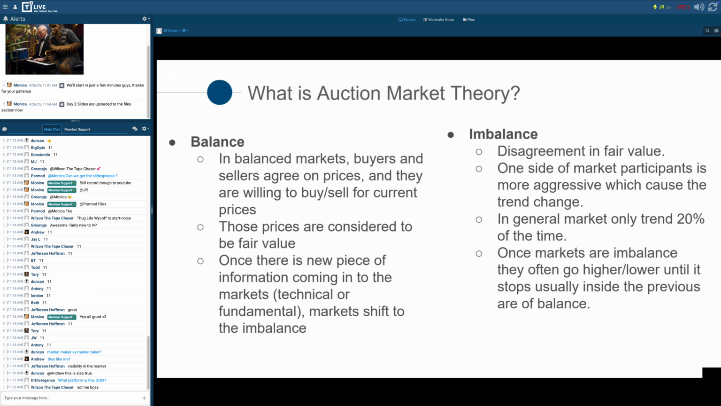The market always seeks balance, right? When it's overpriced, it corrects. When it's underpriced, it corrects, and so on and so forth. So in balanced markets, buyers and sellers agree on prices, and they're willing to sell for current prices. These prices are considered to be fair value. Once there is a new piece of information coming into the markets, either technical or fundamental, the market shifts toward imbalance, right? So, for example, what would be an obvious example of a deep imbalance in the market?